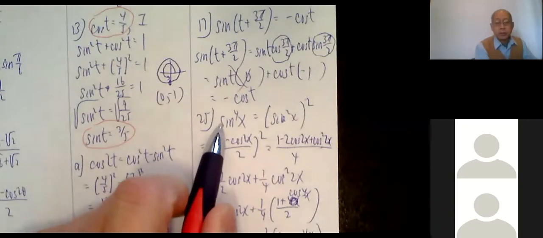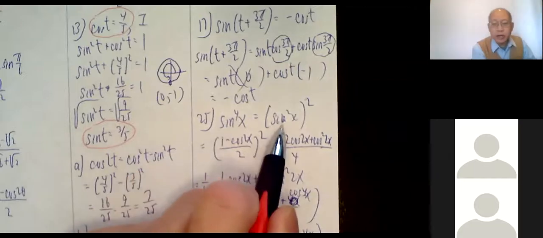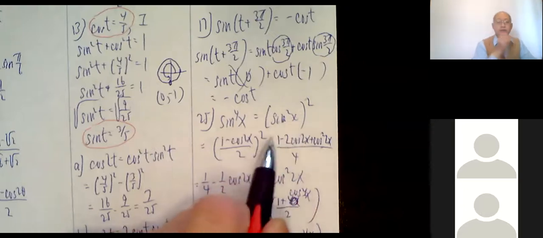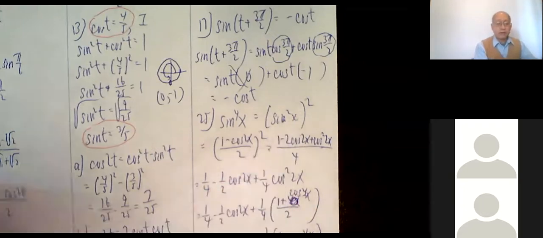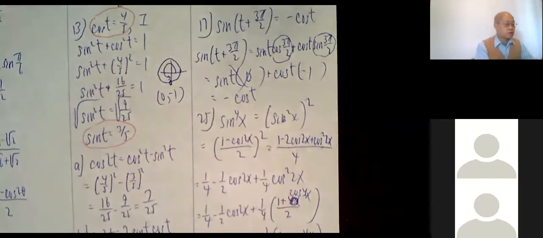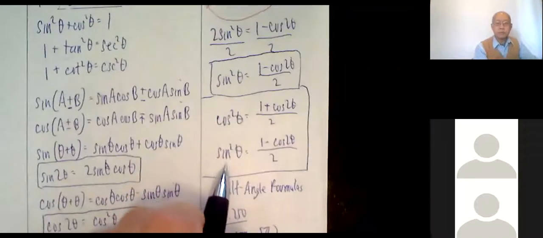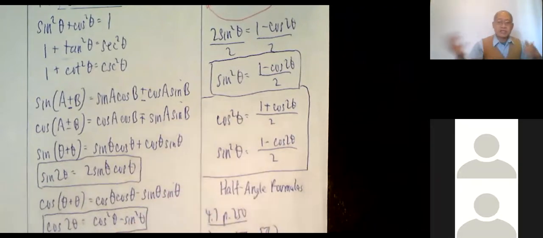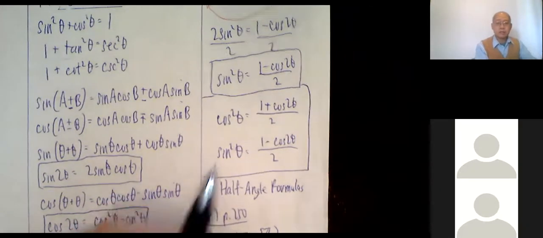Sine to the fourth. Okay, that's sine squared, right? And now I use the formula for the sine squared of x: 1 minus cosine 2x over 2. So sine squared theta is 1 minus cosine 2 theta over 2. You've got your cheat sheet. Just look for the right formula to substitute. Okay.